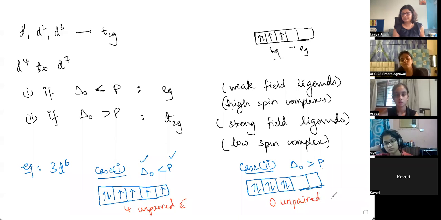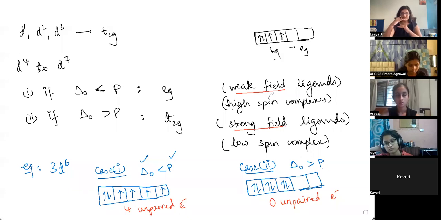Can you explain this case again? What part of this? How the electrons are being filled? I don't understand. So that depends on the energy. Delta naught is splitting energy, just decided by the ligand, strong field or weak field. If it is a strong field, then delta naught will be pretty high, like it will split them right up. If it is a weak field, the delta naught will be lower.